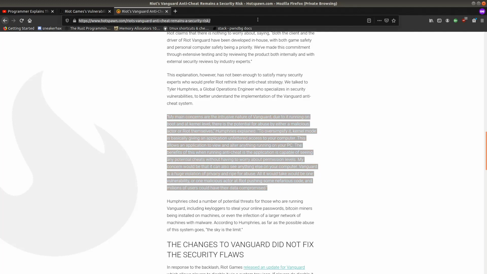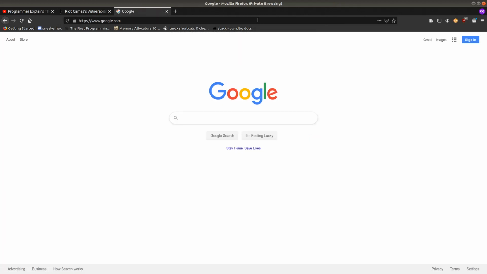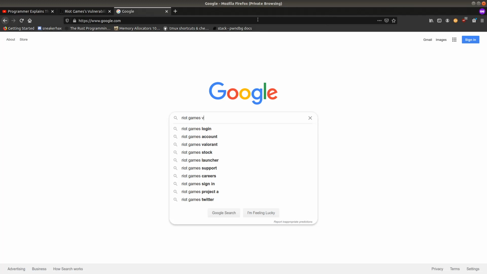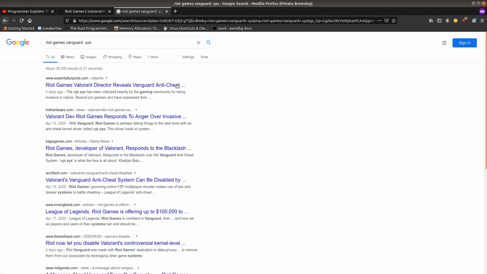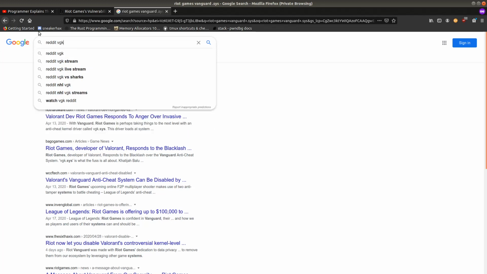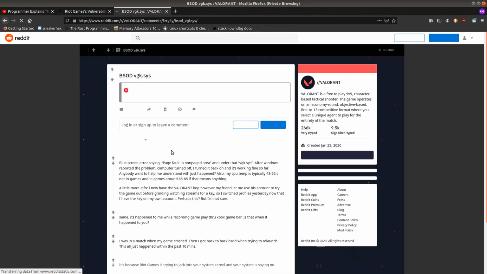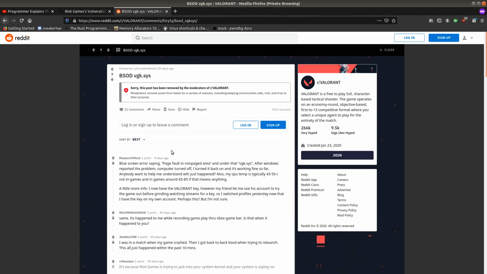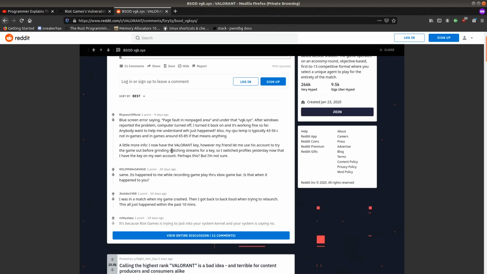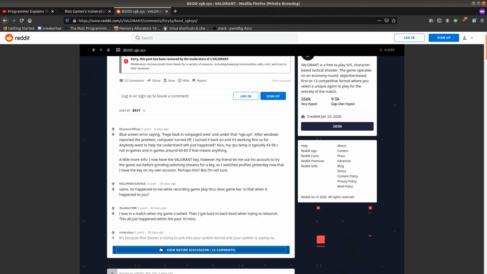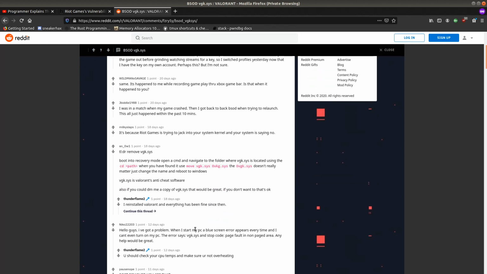Okay, so let me see if I can find this real quick. I think it was called, let's see, Riot Games Vanguard VGK.sys. So I saw a Reddit article. BSOD, here we go. BSOD VGK.sys, Valorant. So there are other issues with this thing, and I might be more concerned about these issues. So what it's doing here is it's crashing a lot of people's computers. And there's a bunch of people on this thread here that have apparently gotten blue screens of death. And because it does start when the computer boots, some people are even kind of locked out of their computer, because as soon as the computer boots up, the driver loads and then it crashes, right?